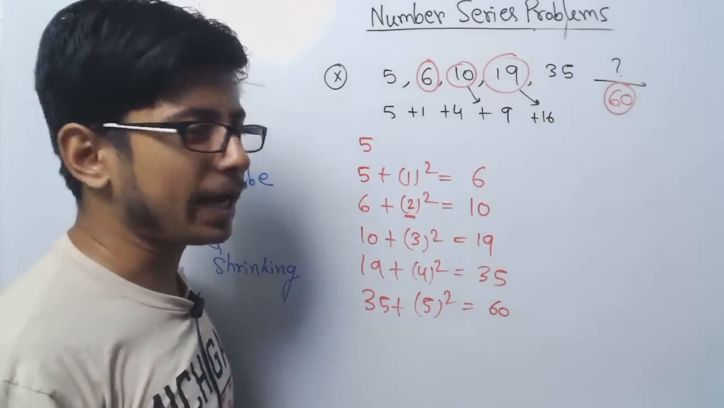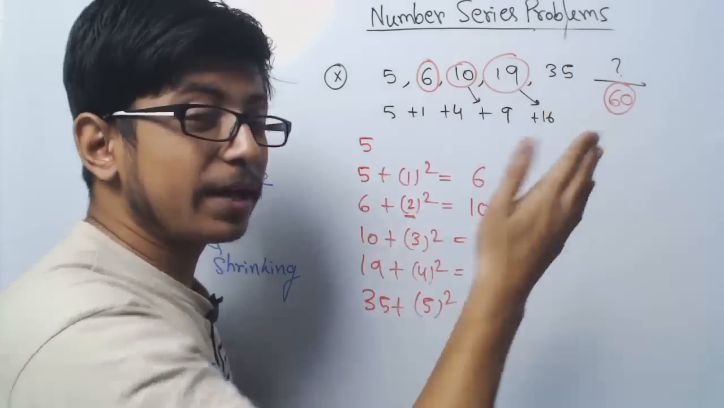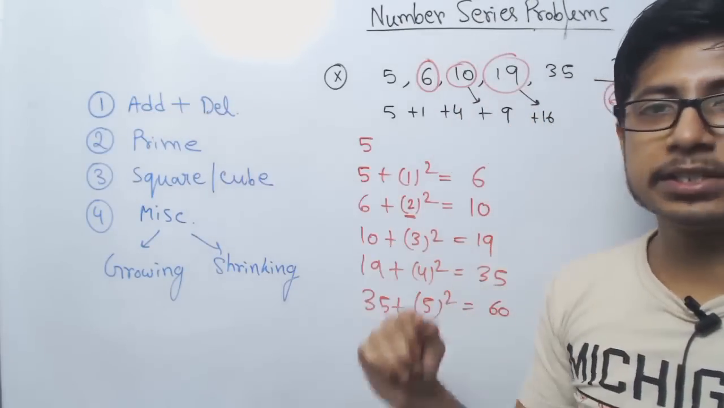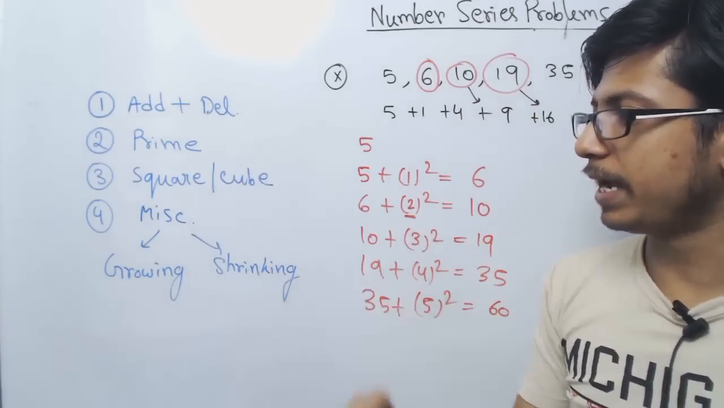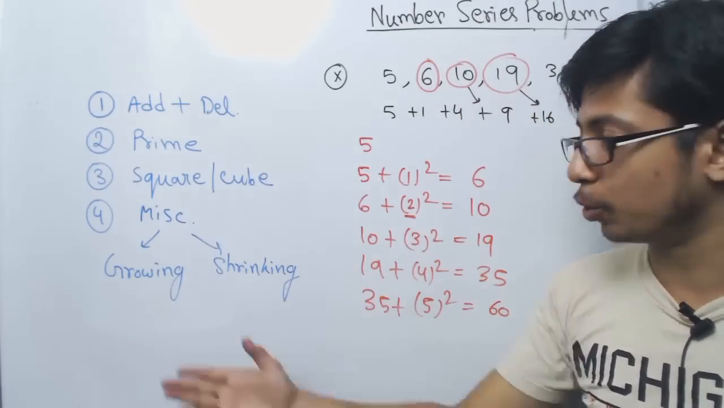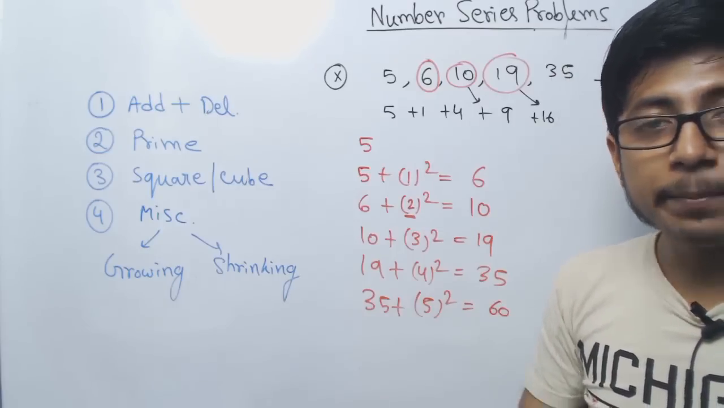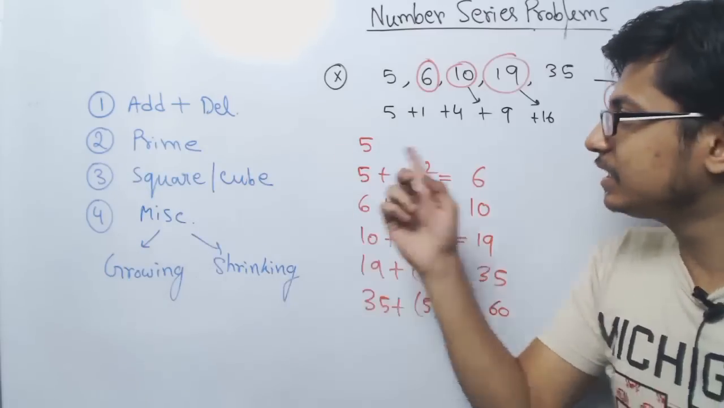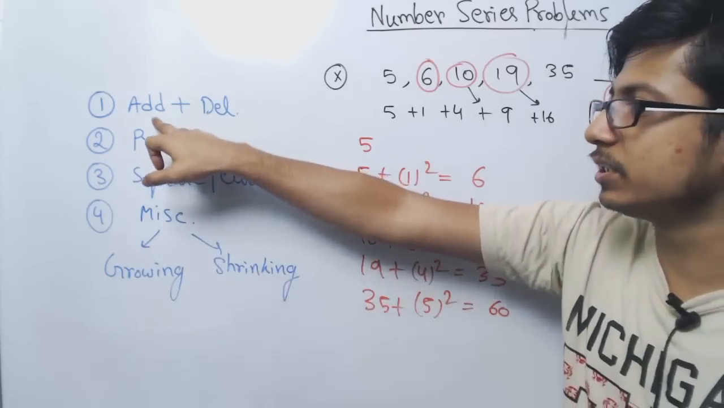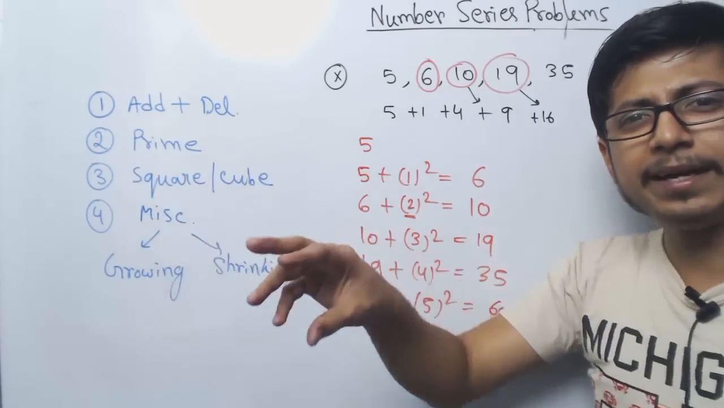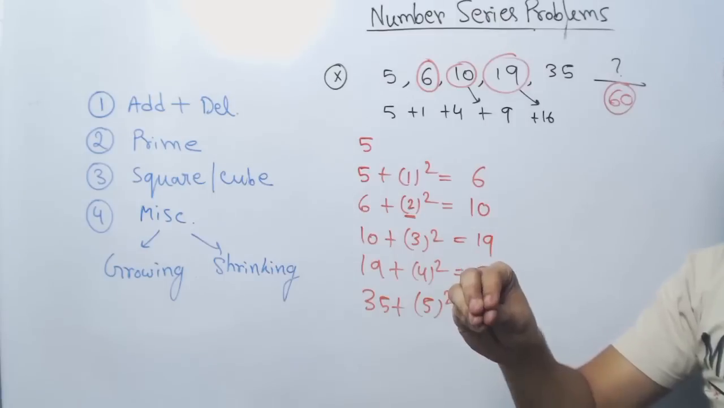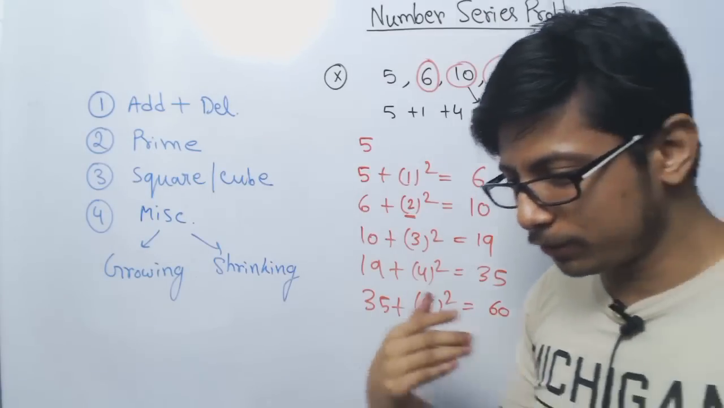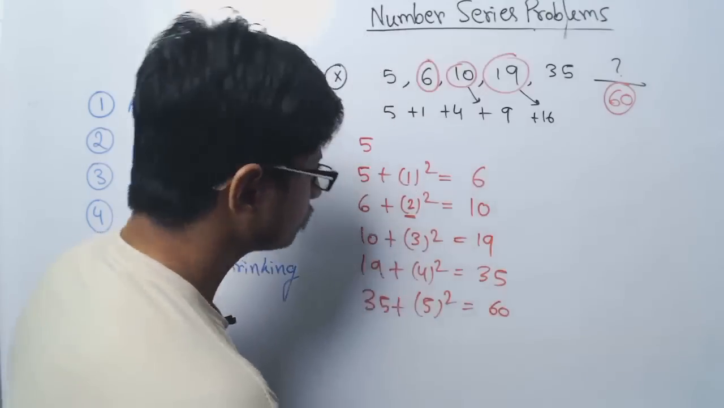They will be very easy to crack, so they can add them by square plus addition, because I mentioned to you earlier that there can be addition and deletion series, square, cube series, prime series, and algebraic series, growing and shrinking series, and in many cases they will tag 2 or 3 of these together. In this problem, they tag this addition along with square to make the problem a little complicated, but it's not that complicated as well. Now let's move to the next one and solve it.